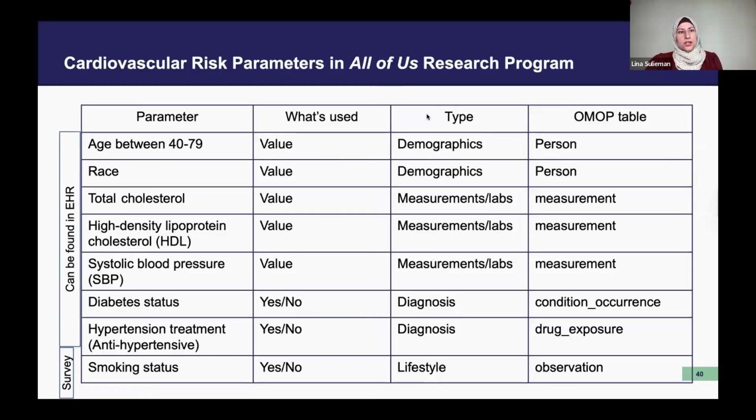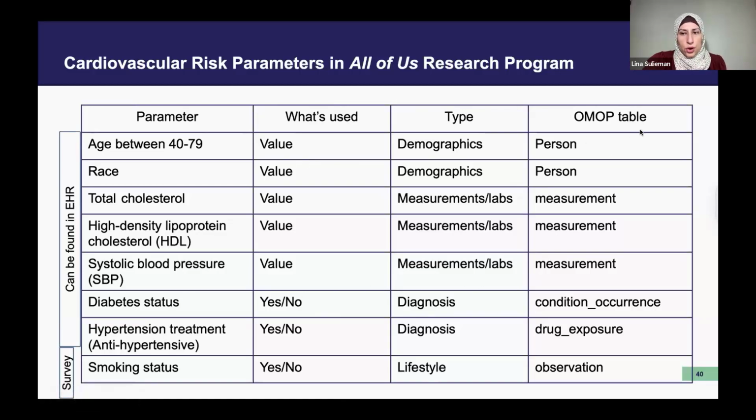So what we try to do is calculate the cardiovascular risk score in the All of Us dataset. We have access to the age and race. For race, we use the one that the participants reported, not the race in the EHR. We also have access to the total cholesterol, so we extracted that. The first column tells us what parameter we are extracting from All of Us. What is used: did we use the value or did we use yes or no? For example, for diabetes status, we only looked at whether the participants have diabetes, yes or no. This is the type of the factor. For example, diabetes status is a diagnosis.